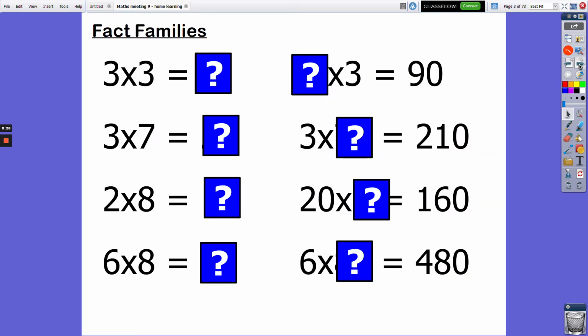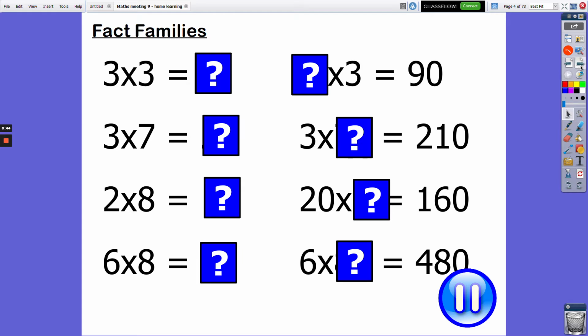I'm going to start today with fact families. These are pairs of calculations. You can use the first calculation to help find the answer to the second calculation. I want you to pause the video and fill in the missing numbers now. Okay, let's make a start, shall we?